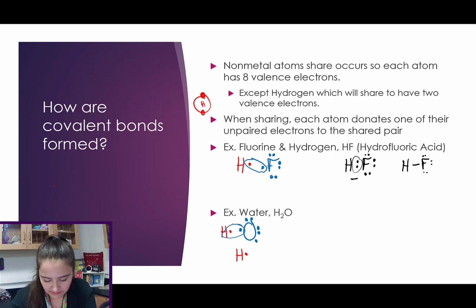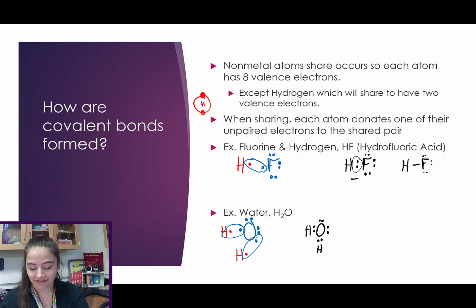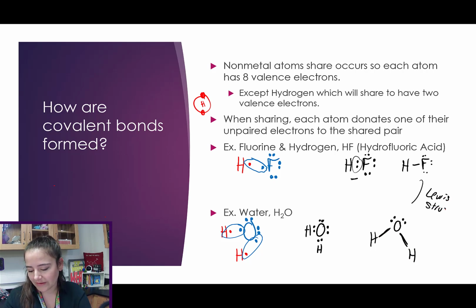Okay, that will form a shared pair, and that will form a shared pair, making our molecule of water have a structure where oxygen has 8 valence electrons around it. The hydrogens each have 2, so everybody's happy. And we can also rewrite it with the lines instead of the shared pair. Now, these representations are called Lewis structures, and we'll be learning how to draw those in our next lecture. Okay?